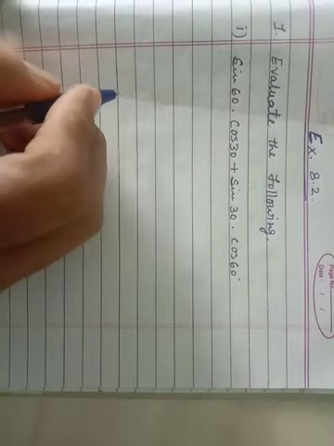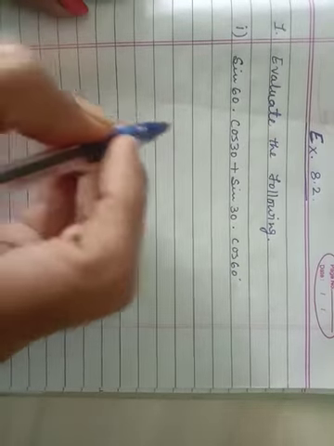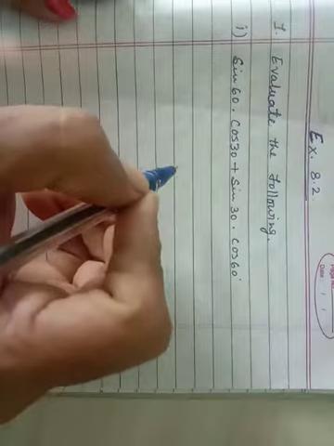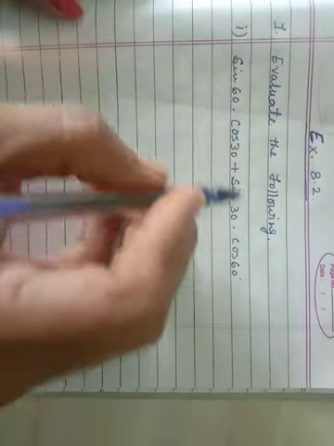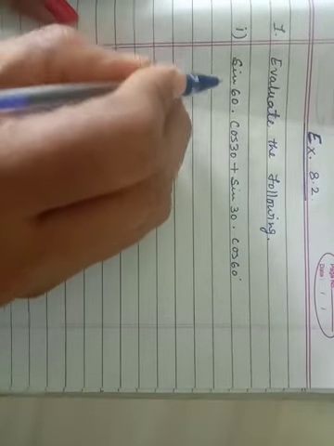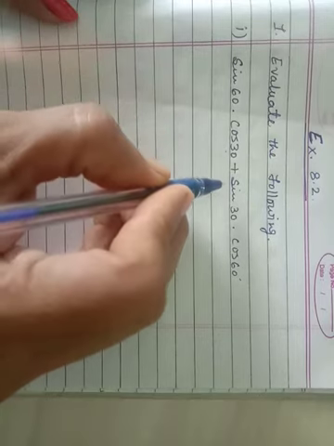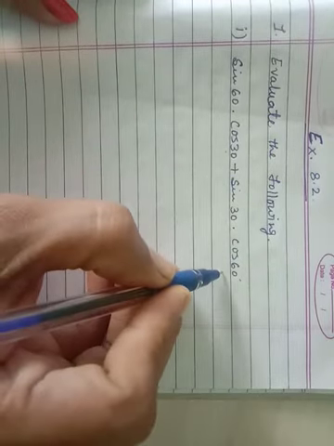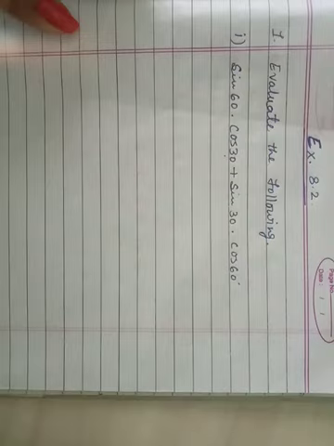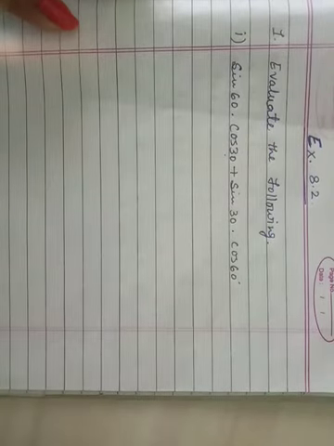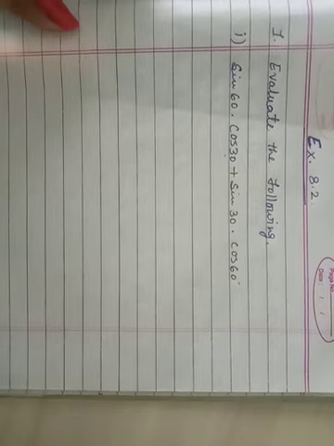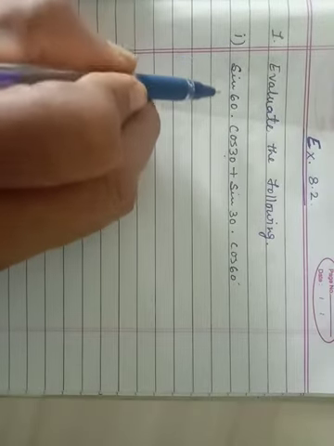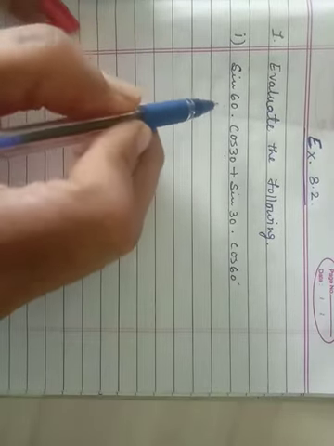Good morning, students. Today we'll start exercise 8.2. Question 1. Evaluate the following: sin 60 into cos 30 plus sin 30 into cos 60. This is a very simple question. We just have to put the values of all trigonometric ratios regarding their angles.